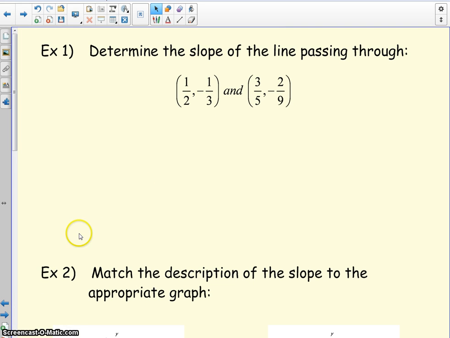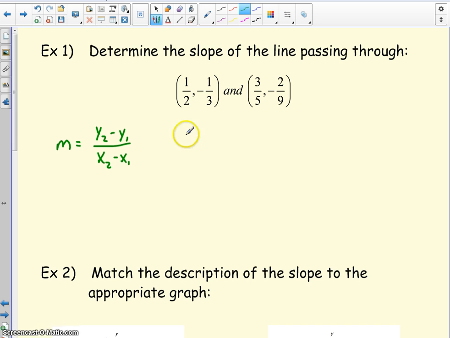Okay, so just as a bit of practice here, I want you to try and find the slope of the line passing through these two points. And if you're wondering if I was mean enough to give you fractions in the very first example of the year, absolutely I was. Okay, so I'll get you guys started here. Remember that the slope is your rise over your run, so it's going to be y2 minus y1 over x2 minus x1.